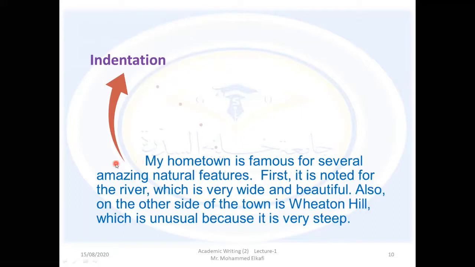It's known as indentation. And you should know that before writing any new paragraph, you should leave this space, okay? Don't make other spaces till you end the first paragraph and you want to write a new one. In case you want to write a new one, just leave the same space and then start your first sentence. Okay.